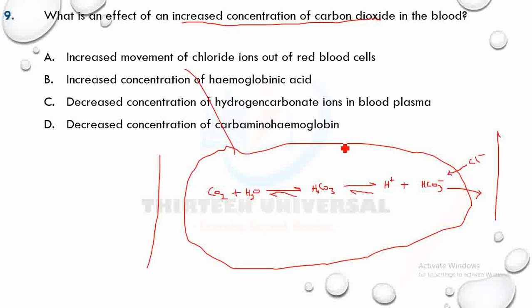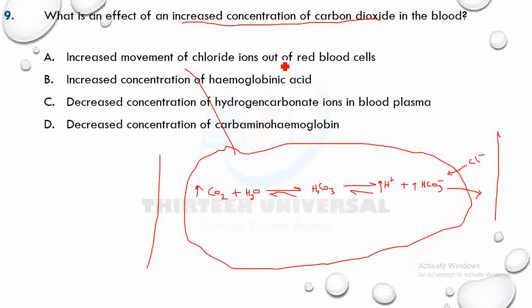All right, let's play a game. Come, let's look at each option. Increased movement. Remember, we're talking about increased concentration of carbon dioxide. So if I increase the concentration of carbon dioxide, guys, look at it. If I increase it, see what happened. There'll be more of this, and there'll be more of this. Yes, they will increase in concentration. So it's an increased movement of chloride ions into the red blood cell.